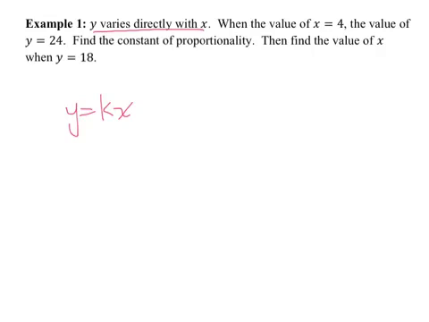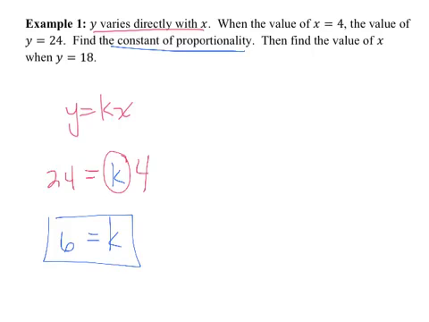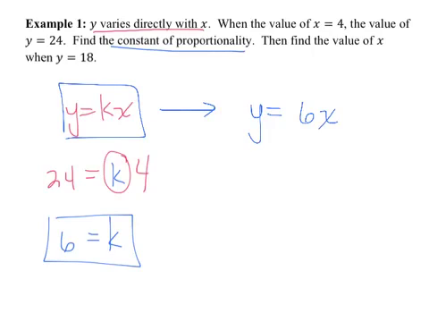Then we plug in what we know. We know that x is 4, and we're told that y is 24. What we're missing is the k value. It says find the constant of proportionality, so that's what we're looking for, k. k turns out to be 6. You can get that by dividing by 4. So when k is 6, we can rewrite the generic equation as a specific equation, y equals 6x, specifying a slope, or constant of proportionality, of 6 in this problem.